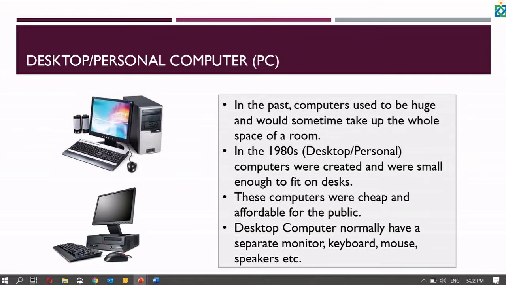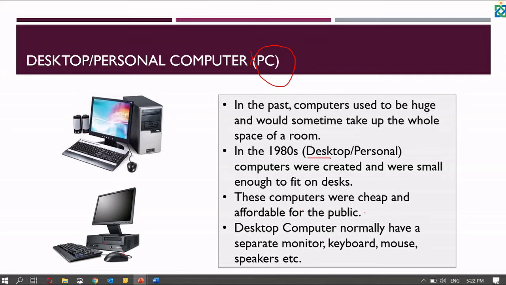The first type of computer we are discussing today is a desktop or a personal computer, also called a PC. A PC is short for personal computer. In the past, before PCs were introduced, computers used to be very huge and take up even a whole room sometimes. Because computers were basically used for calculation with NASA and for scientists and such big applications. But in the 1980s, desktops or personal computers were created and they were small enough to fit on a desk. That's why they got the name desktop.